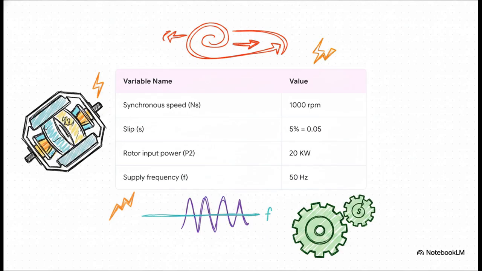Third, the rotor input power, or P2, is 20 kilowatts. And last but not least, our supply frequency, f, is 50 hertz. Go ahead and lock these four numbers in your brain because they are literally the keys we'll use to crack the rest of this problem.